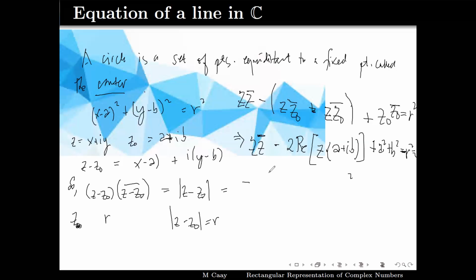So therefore, I can write this as alpha z z bar plus beta z plus beta bar z bar plus gamma equals 0. So that's it, but it's only for simplicity. I would suggest the previous one is the only equation of a circle you need here.